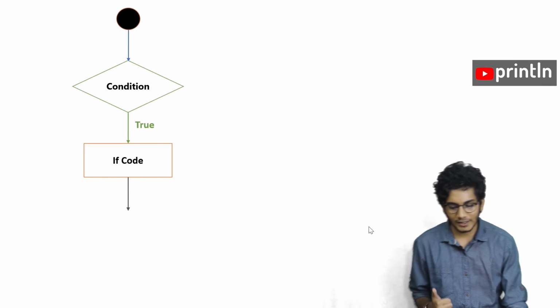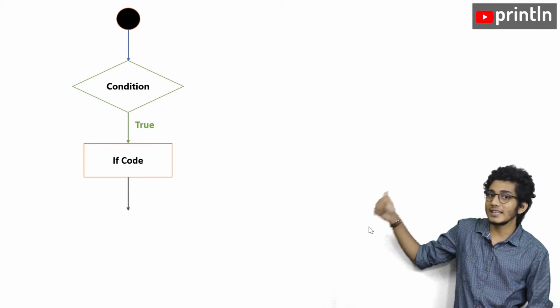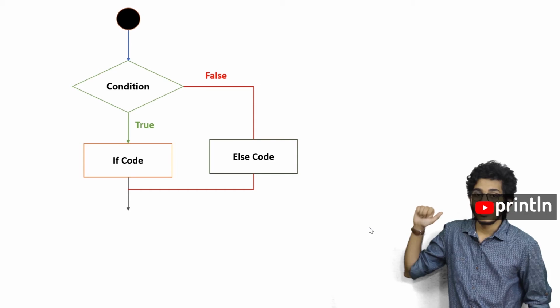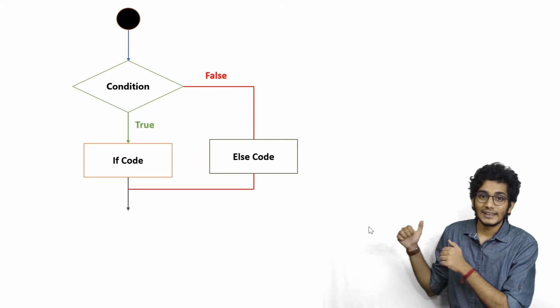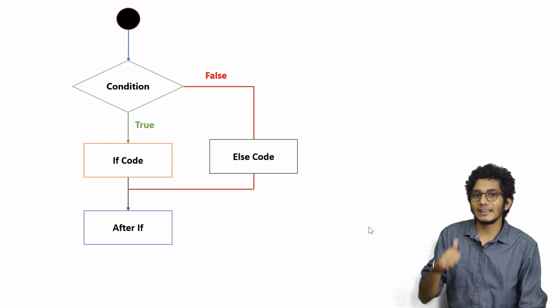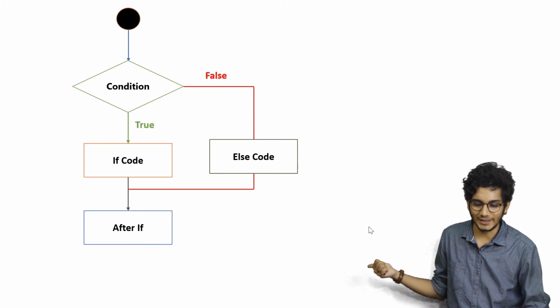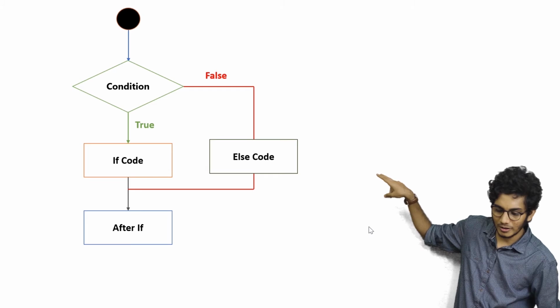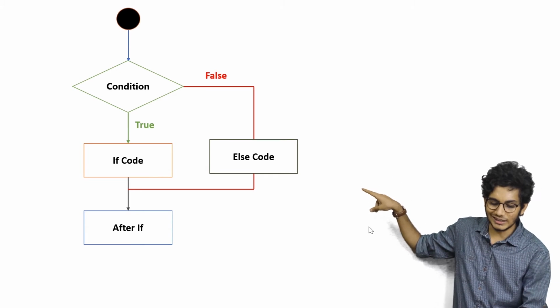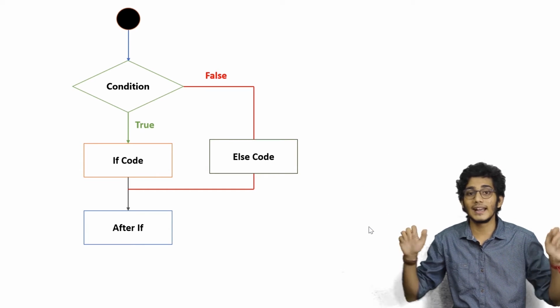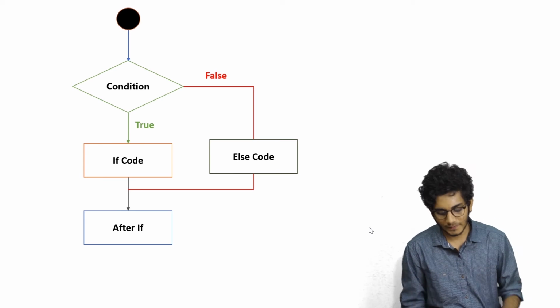As you can see on my screen, if your condition is not true, then where will it go? It will go to the else condition. So what happens if your if condition doesn't work? Then your else portion will be executed. If your if condition is not true, it will go to the else condition and it will be executed. Let's start with the hands-on.